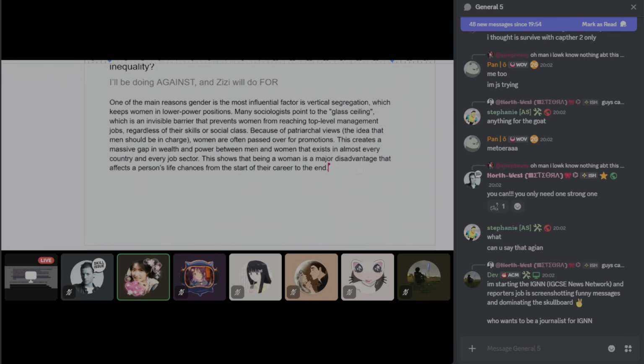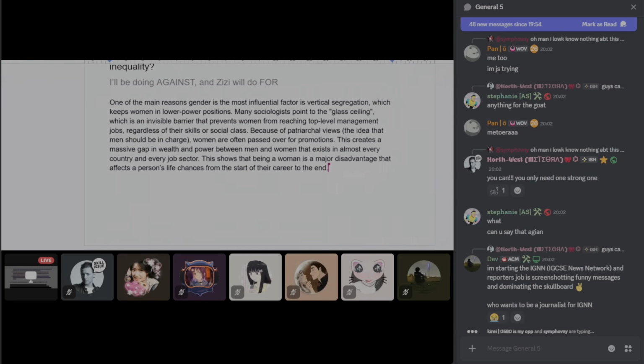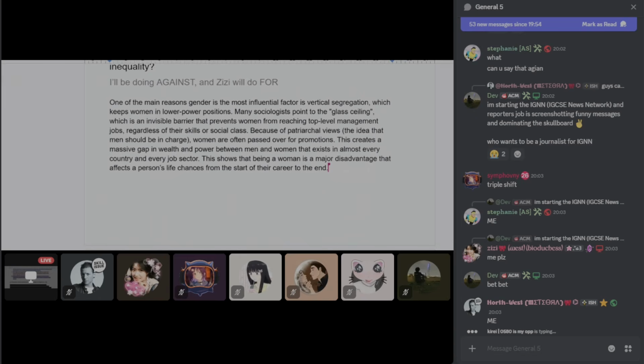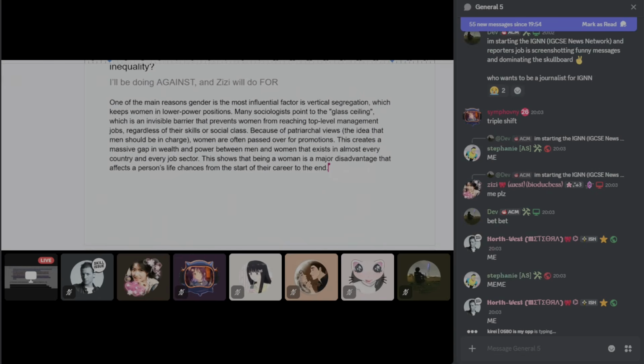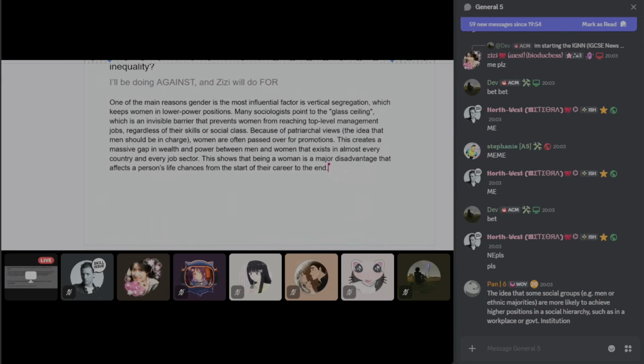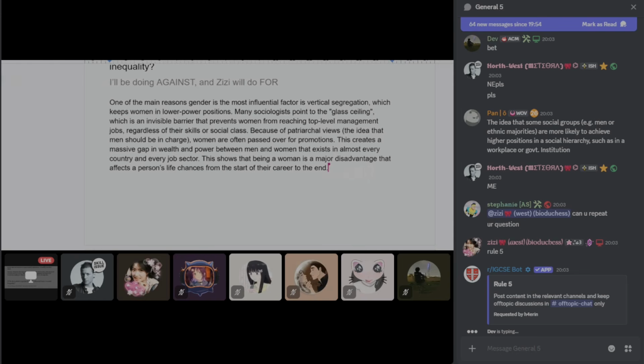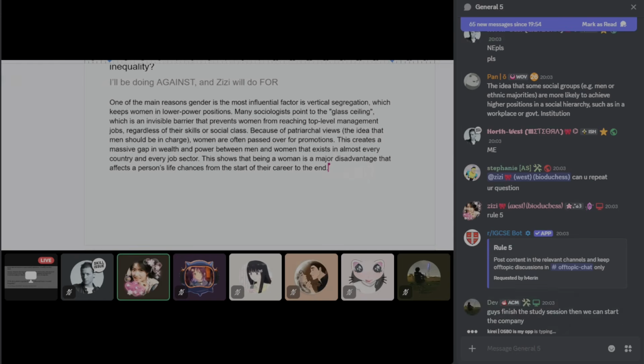What does vertical segregation mean? Does anyone know what it is? The idea that some social groups are more likely to achieve. Okay. So, which is keeping women in lower power positions.